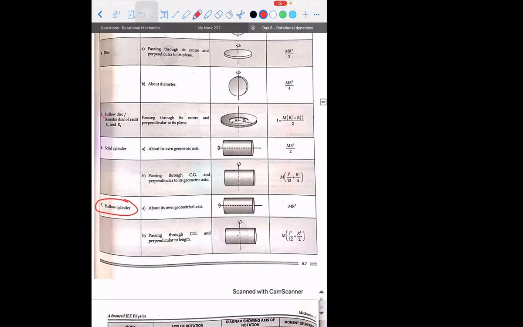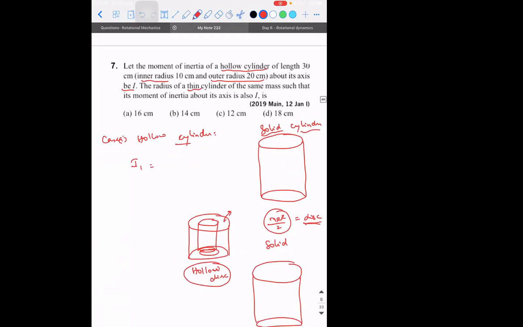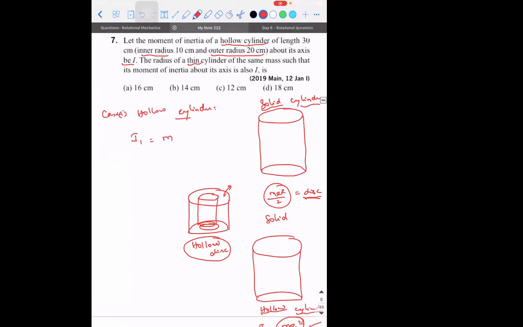So for a hollow disk, that is an annular disk, that is what we did the other day. For an annular disk, what is the moment of inertia? It is M into r1 square plus r2 square divided by 2. So what is the value of I1? M into r1 square plus r2 square divided by 2. Can I call it as I1?